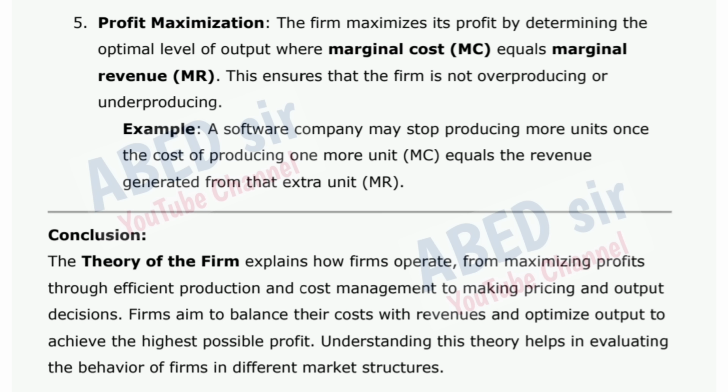Conclusion. The theory of the firm explains how firms operate, from maximizing profits through efficient production and cost management to making pricing and output decisions. Firms aim to balance their costs with revenues and optimize output to achieve the highest possible profit. Understanding this theory helps in evaluating the behavior of firms in different market structures.